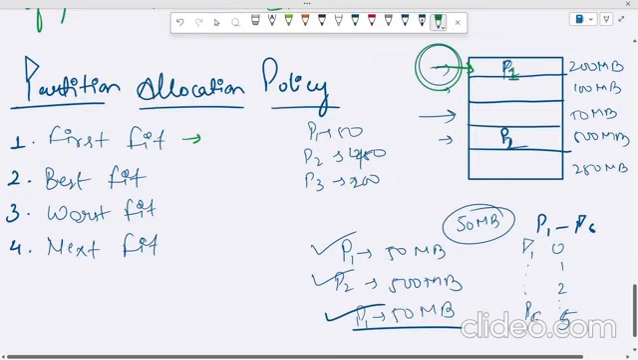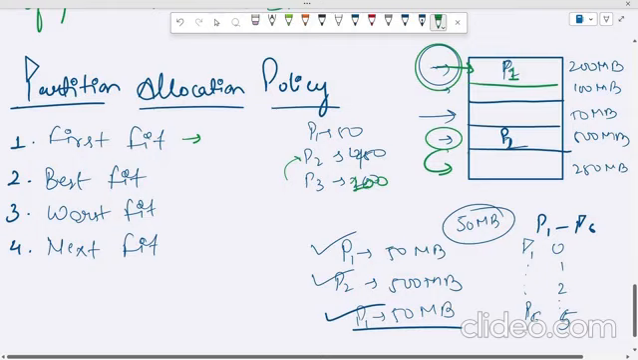Now P3, let's say, needs 100 MB. You cannot place P3 over here, because that would be first fit. What you have to do is check the space next from the previous process which you allocated memory to. So the previous process is P2, allocated to this block. Now you have to check the next block after that particular process.